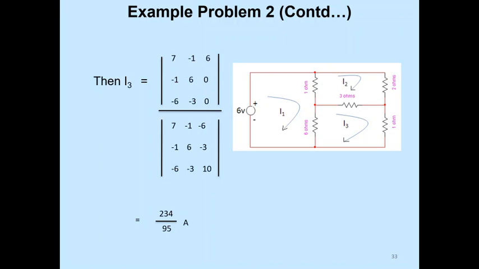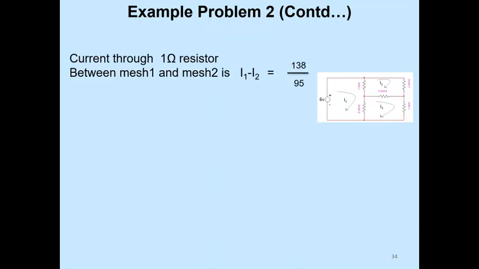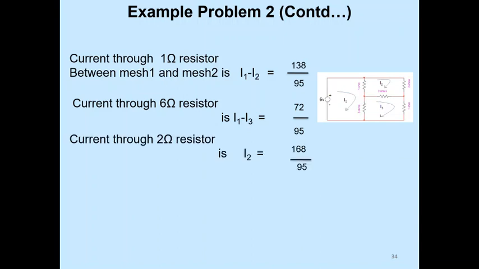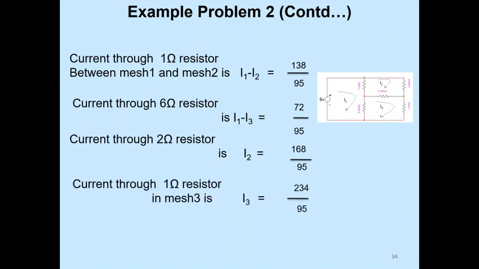So first, the current through the 1 ohm resistor is I1 minus I2, that is 138 by 95. Next, the current through the 6 ohm resistor is I1 minus I3, that is 72 by 95. The current through the 2 ohm resistor is I2, that is 168 by 95. The current through the 1 ohm resistor is 234 by 95. The current through the 3 ohm resistor is I3 minus I1, 66 by 95. So these are the currents.